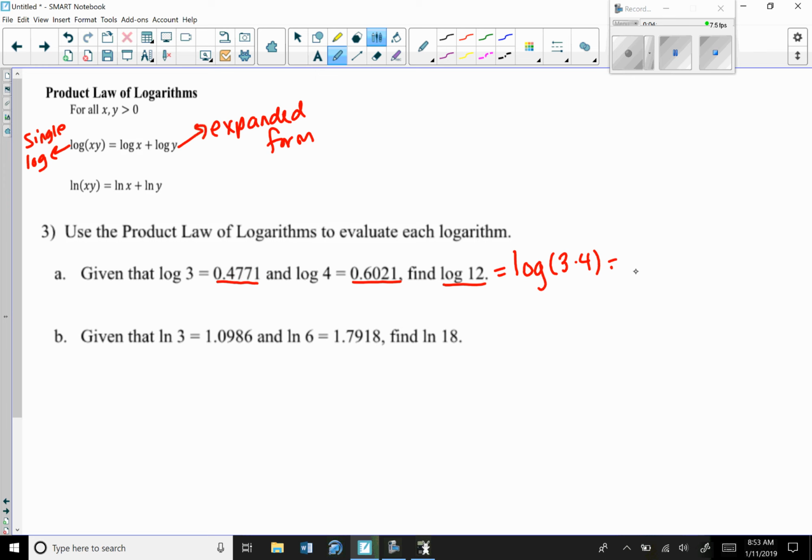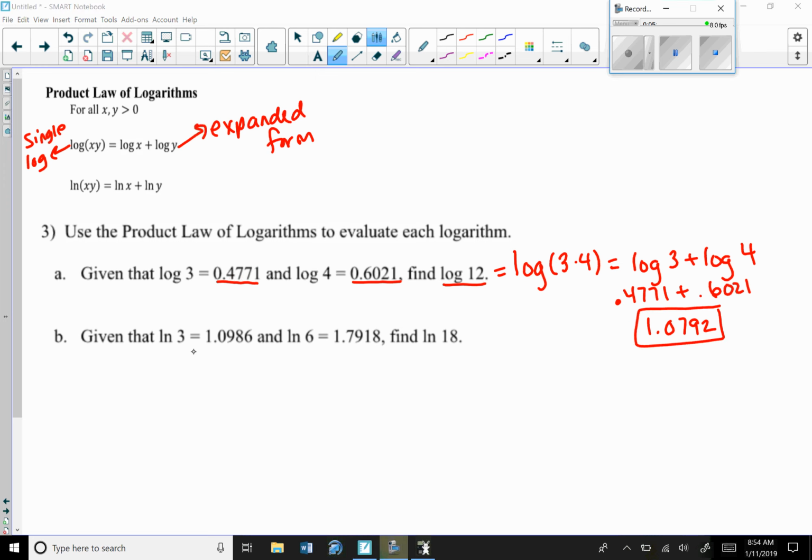And now we can go ahead and use our product rule, so that would be the log of 3 plus the log of 4. And they gave me those values, so really I'm doing 0.4771 and adding that to 0.6021, and then all I have to do is add those values together to get 1.0792.